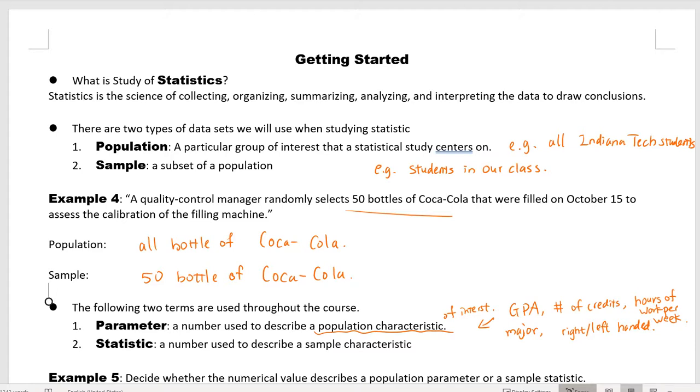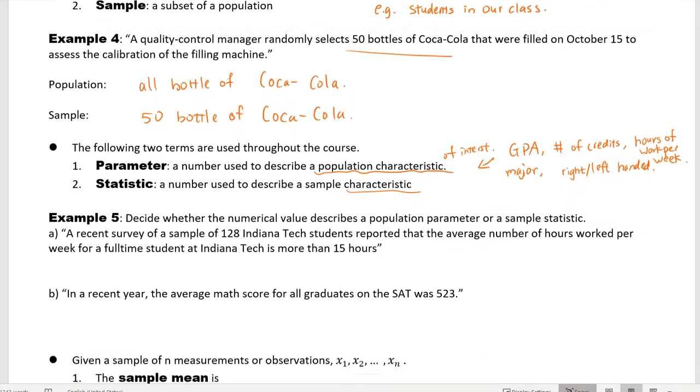And a statistic is a number used to describe a sample characteristic. So this is called statistic. So we have the population parameter and we have the sample statistic. Okay, so they're all about characteristic of interest, but for population we use the word parameter, and for sample we use the word statistic.